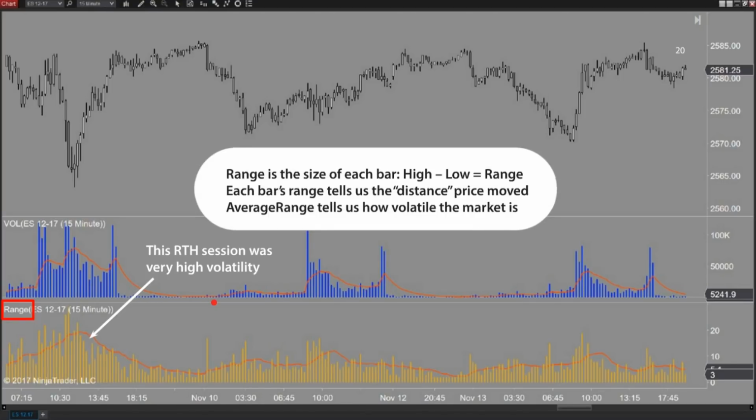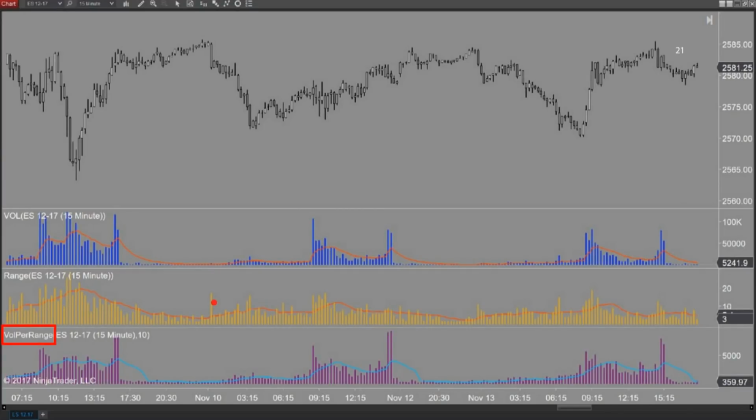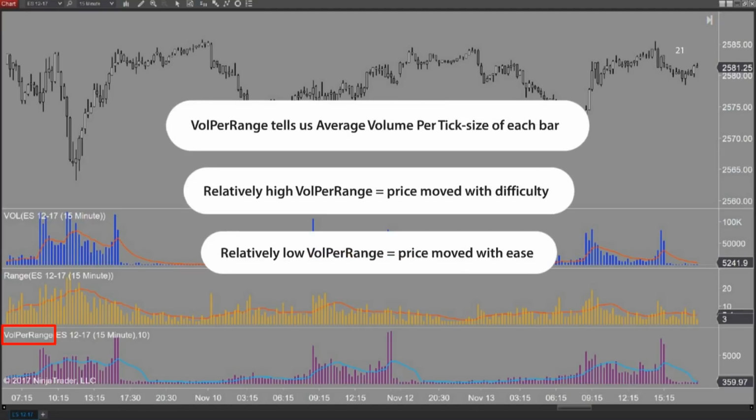Volume per range is basically telling us what's out of place here. We call it the density, but let me put it like this. When you're driving uphill, you use more gas, right? I kind of think of volume as the fuel behind the market. If you're driving uphill, you use more gas, and if you're driving downhill, you use less gas.